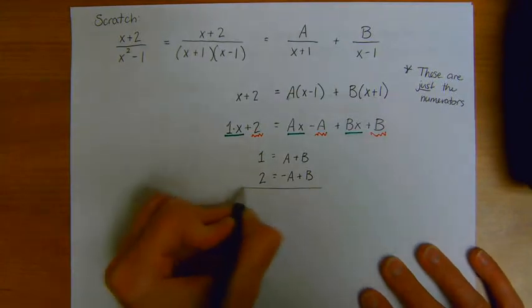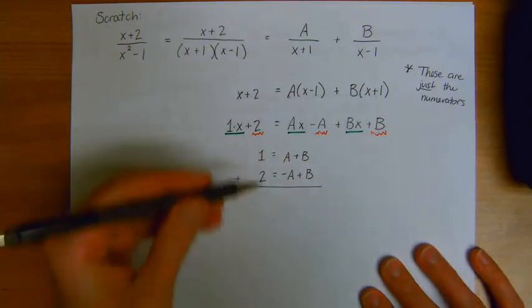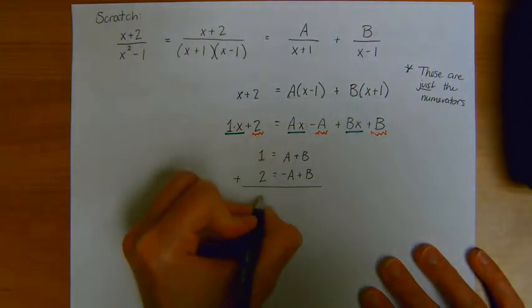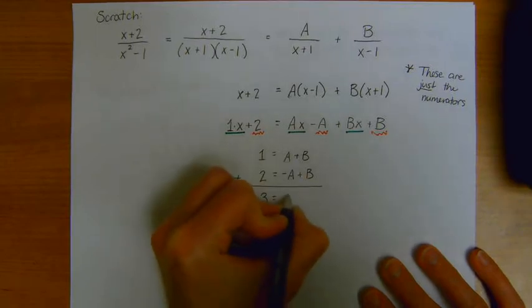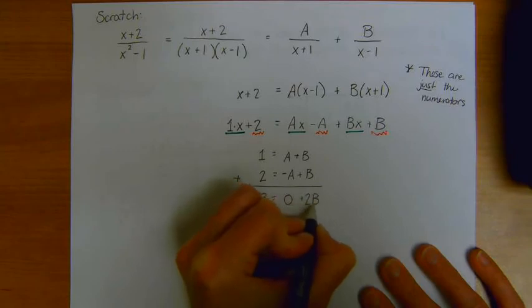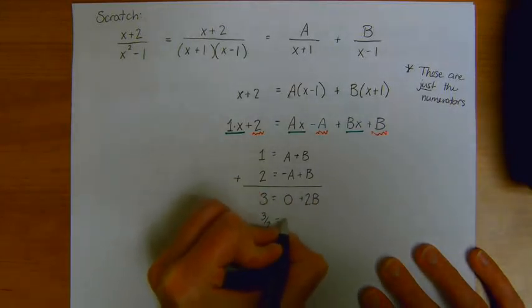I'm going to do addition of equations here because I see that the a and the negative a will cancel. So adding this system of equations together, I get 1 plus 2 is 3. I get a plus negative a is 0, and b plus b is 2b. So that means that 3 halves is equal to b.